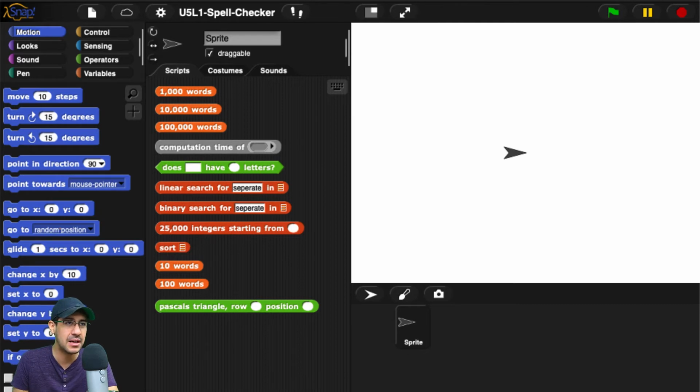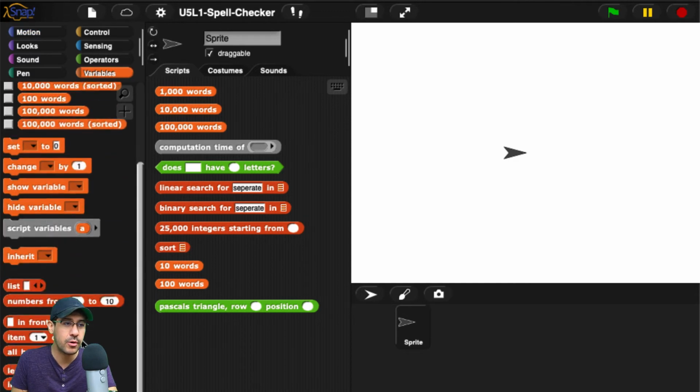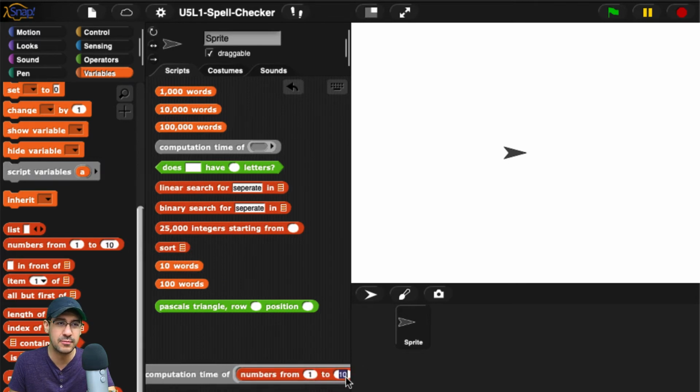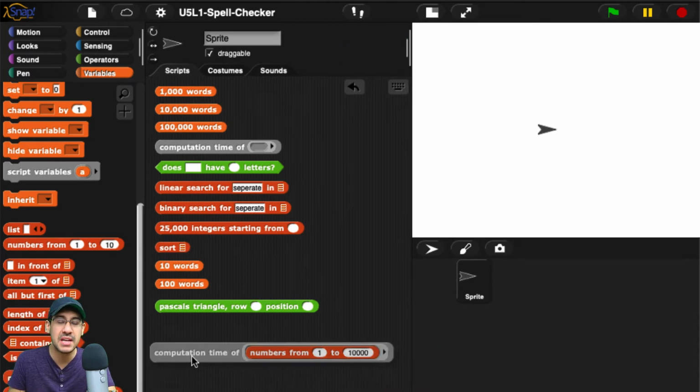So it looks like they gave us a computation time of block. I'm assuming that is in the variables palette. Yes, it's computation time of, and we can put some sort of function in here that it can run. So we can do numbers from 1 to, not 1 to 10, that's just way too small. Let's do 1 to 10,000. Let me expand this a little bit so you can see. And we can time in milliseconds, so in thousandths of a second, how long it takes the computer to do that.